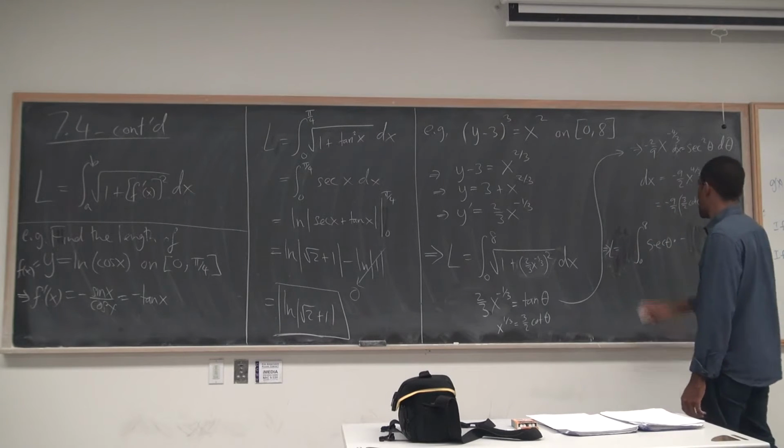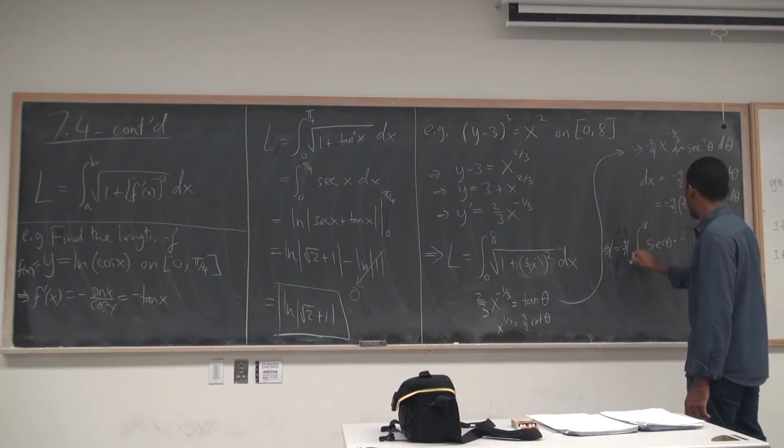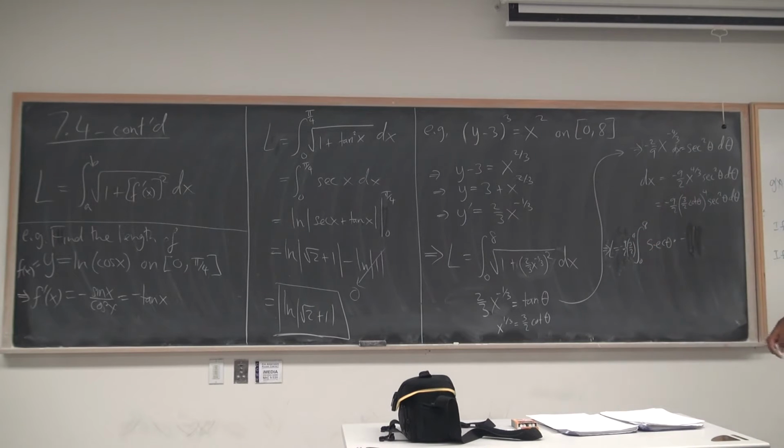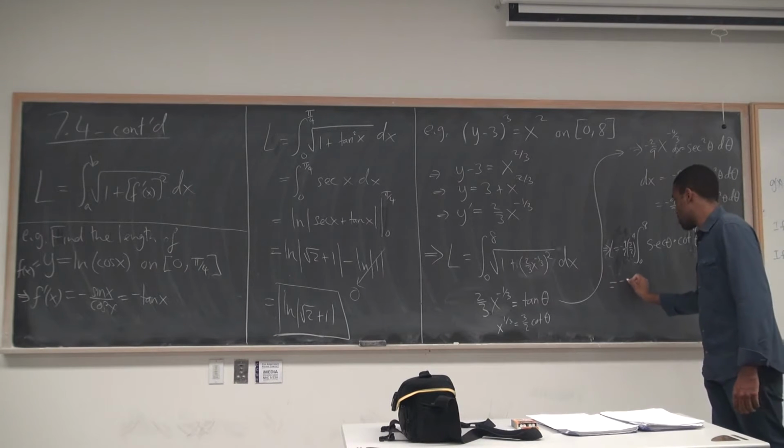L equals minus 9 over 2 times 3 over 2 to the fourth. And then what would we have left in here? Cotangent to the fourth, secant theta times secant squared. And what would that work out to? So I have minus 9 over 2, 3 over 2 to the fourth power.